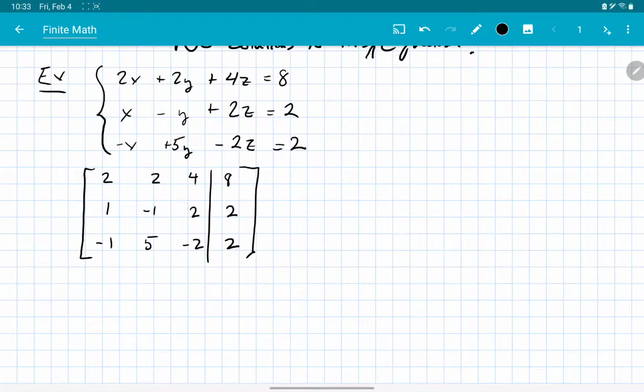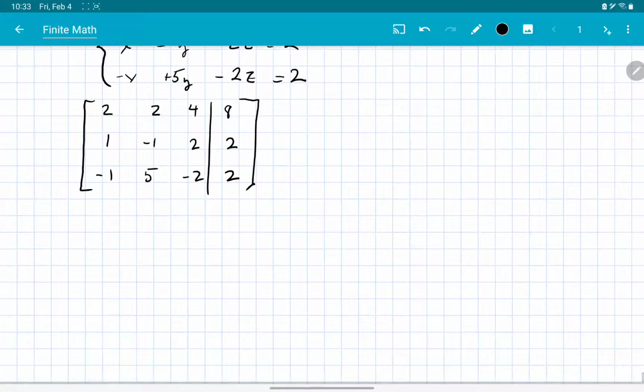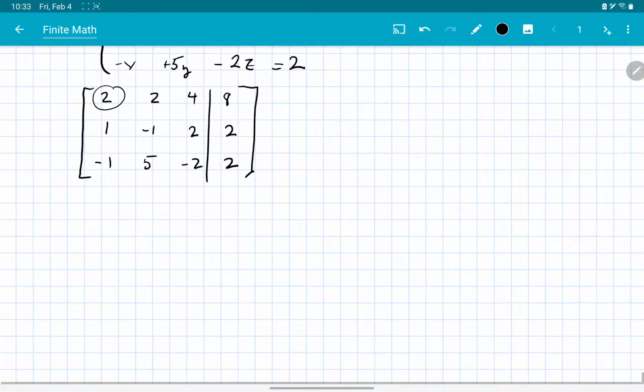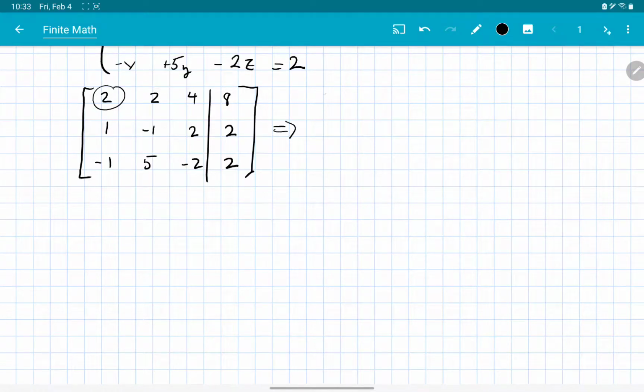All right, so there's our augmented matrix, which stands for this system of equations. And as per our usual custom, we'll pivot around this 2. So that means the first step is to multiply the first equation by 1/2.